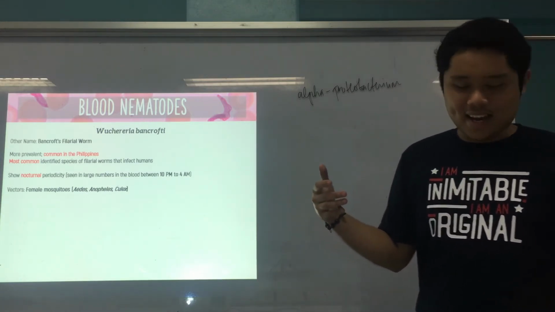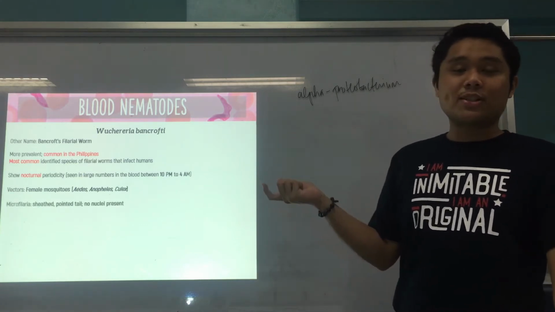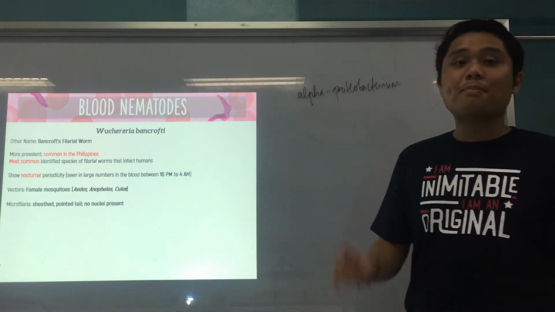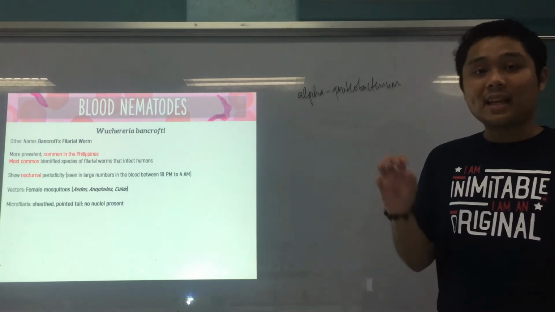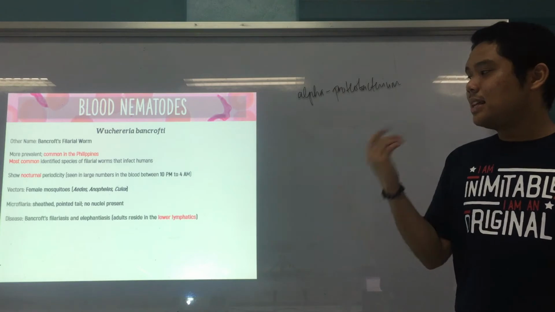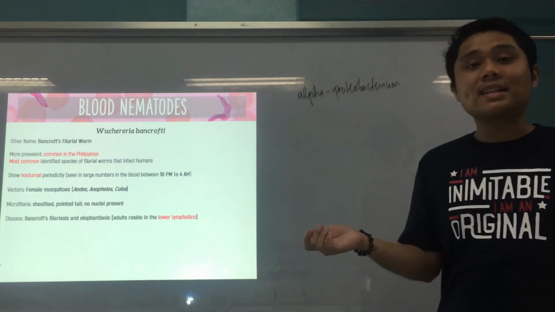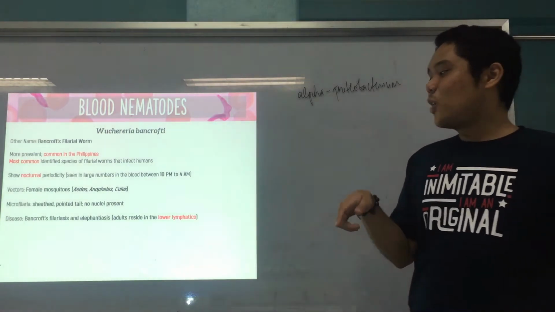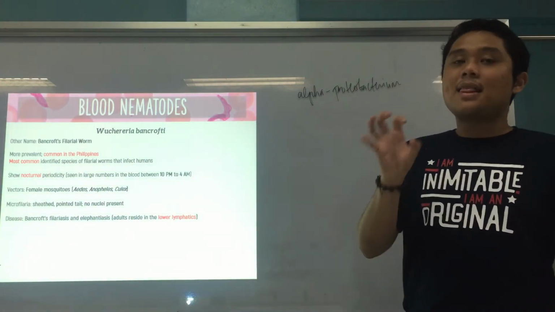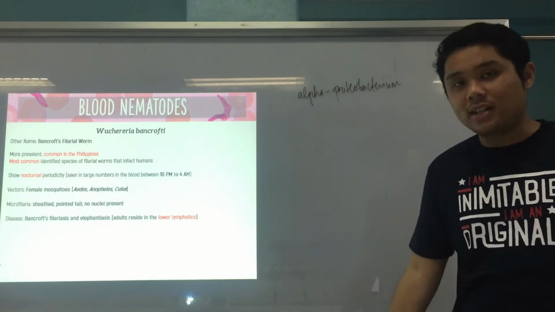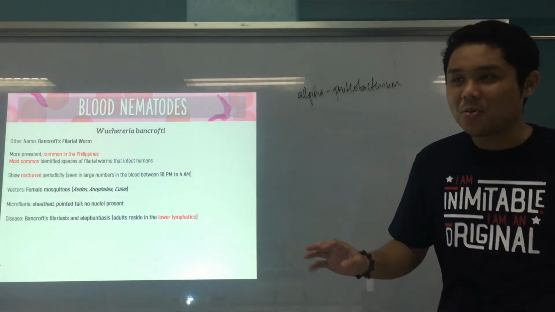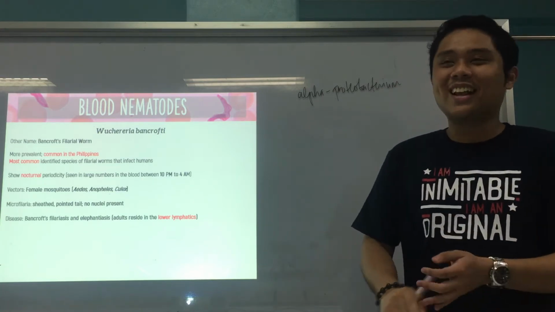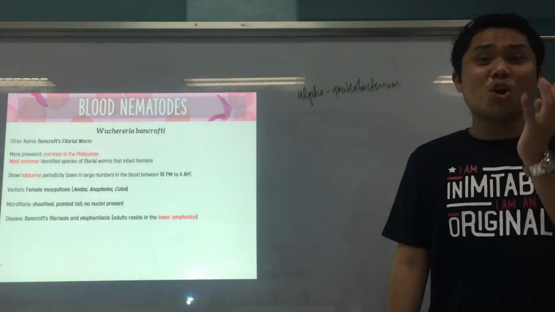Next, the Microfilaria, how do we describe it? It's sheathed, it has a sheath and a pointed tail, but no nuclei in the tail. The disease is also known as Bancroft's filariasis and elephantiasis. So, Bancroft's filariasis and elephantiasis, the adults reside in your lower lymphatics. They're down below. Lower lymphatics.